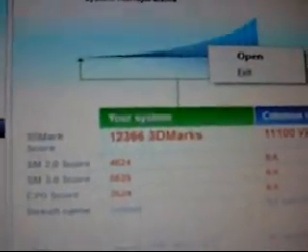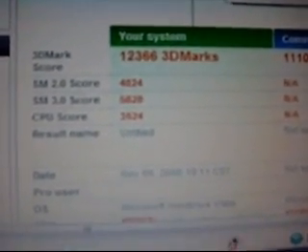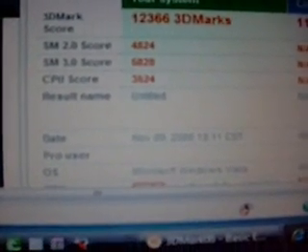All right, we just finished running 3D Mark 06 in Vista. The total score was 12,366. SM2.0 is 4824. SM3.0, 5828. CPU, 3524. So as you can see, it's a little lower score than what you get out of XP. It's fairly comparable. You're gaining DirectX 10 in Vista versus DirectX 9 in XP.